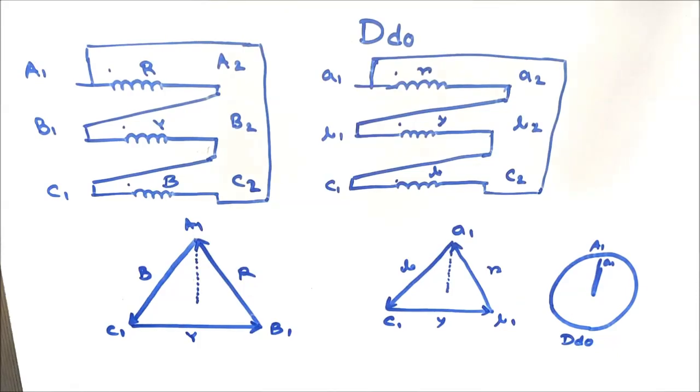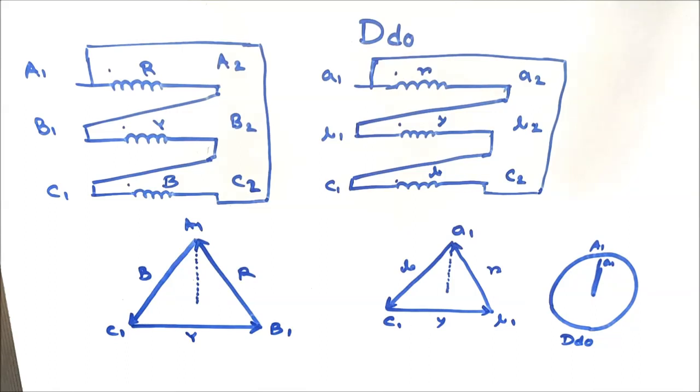Hello friends, in an earlier video I discussed different vector groups where the HV winding is Y connected or star connected and the LV winding is either delta connected or star connected. In this video I will discuss different vector groups where the HV winding is delta connected and the LV winding is either delta connected or star connected.